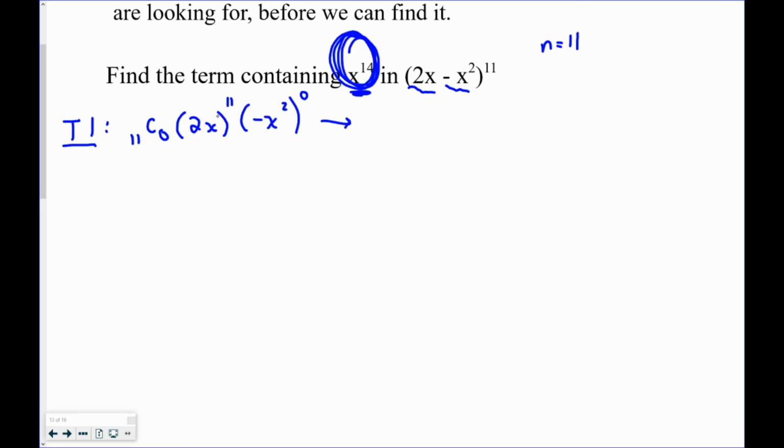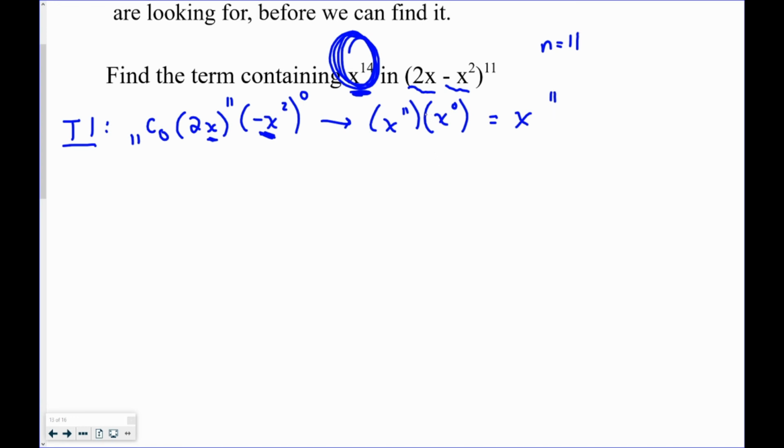That doesn't affect the variable. What's affecting the variable? This and this. So you're going to get x to the 11 times, and the negative sign doesn't matter, 2 to the power of 0 is still just 1, right? Anything to the power of 0 is 1. So I guess you get x to the 0, right? My bad. Perfect.